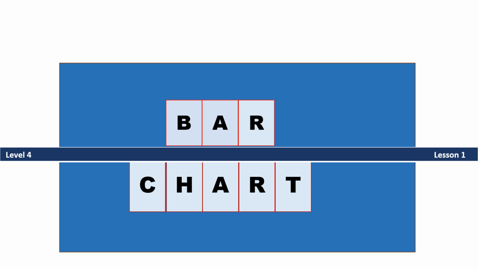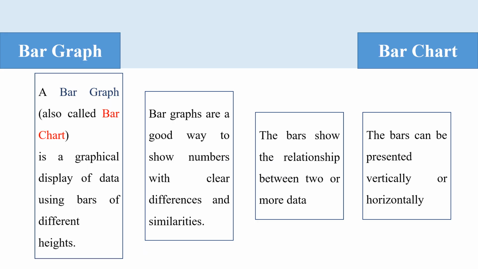In this video lesson, we'll learn about bar charts. A bar chart displays the data using bars of different heights. Like how the line graph displays the data using lines, here the data is displayed using bars of different heights. And these bars show the relationship between two or more data points, and the bars can be presented horizontally or vertically.